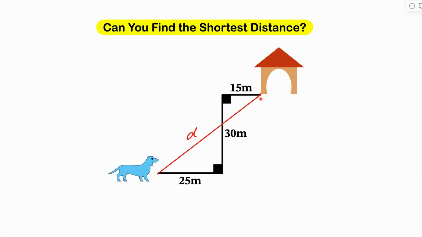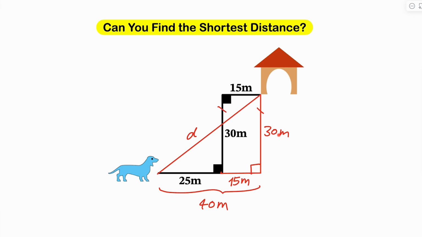If we draw a line from this point parallel with this line, we get this line, and if we extend this line, we have a right angle here, and actually we form a right triangle here, in which this line is 30 meters, this segment is 15 meters. That makes the bottom side 40 meters.